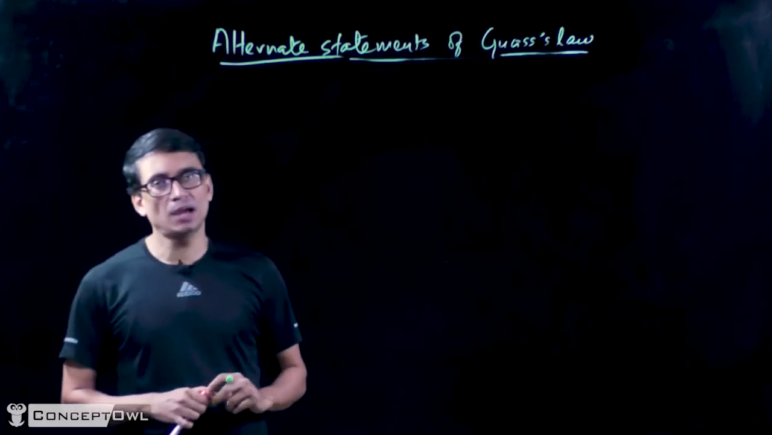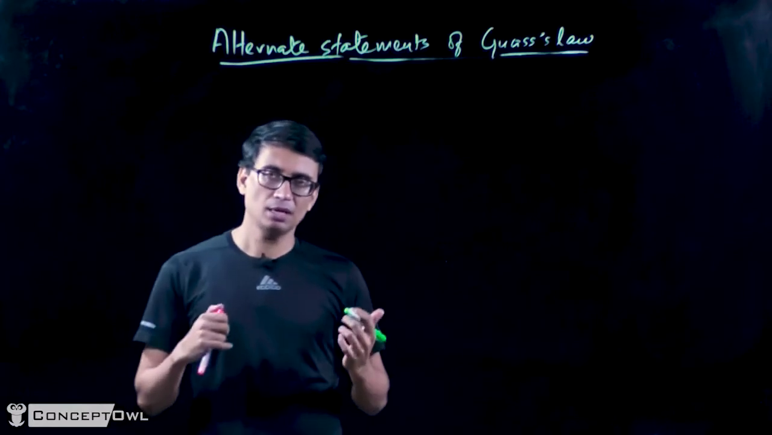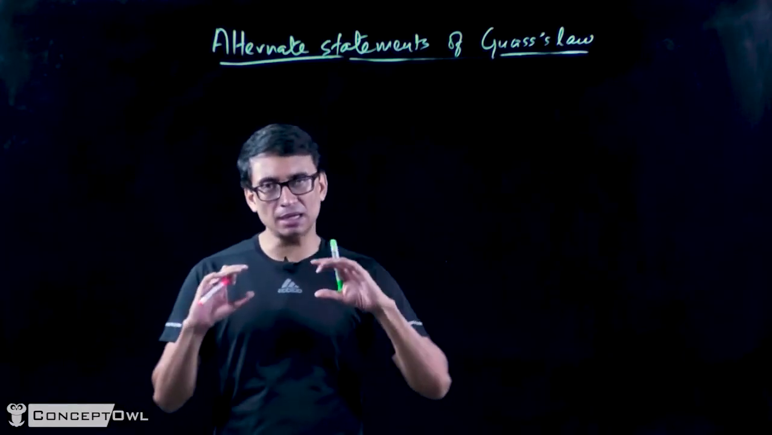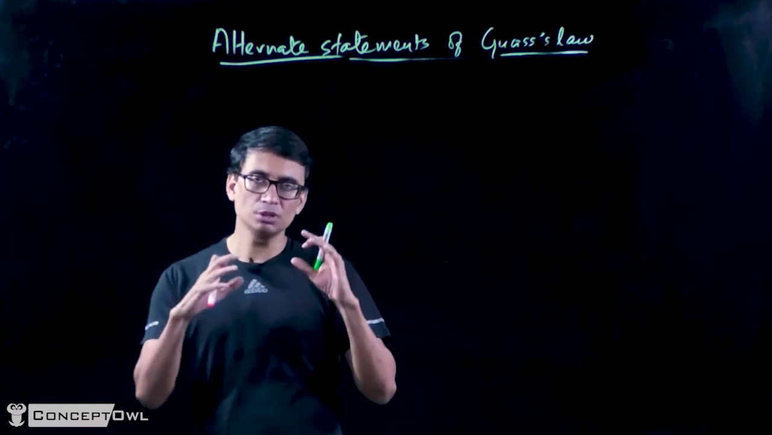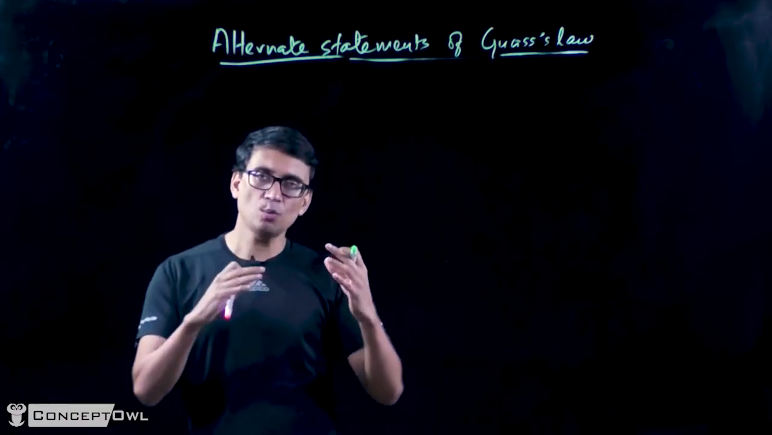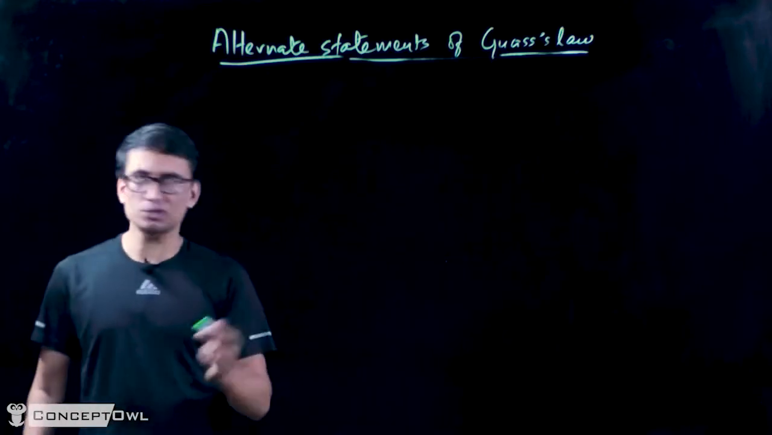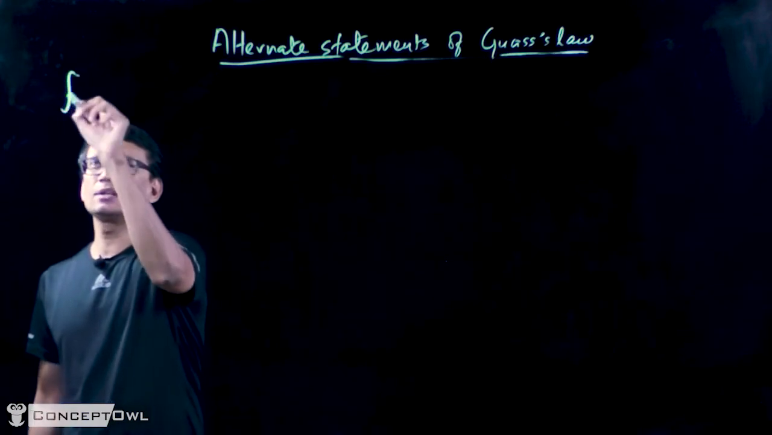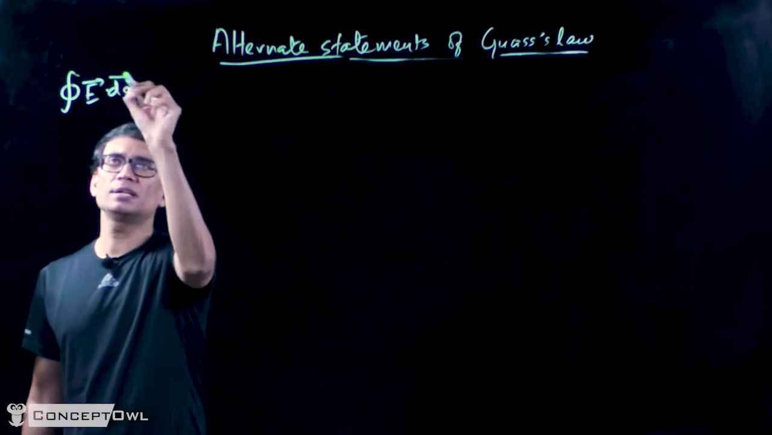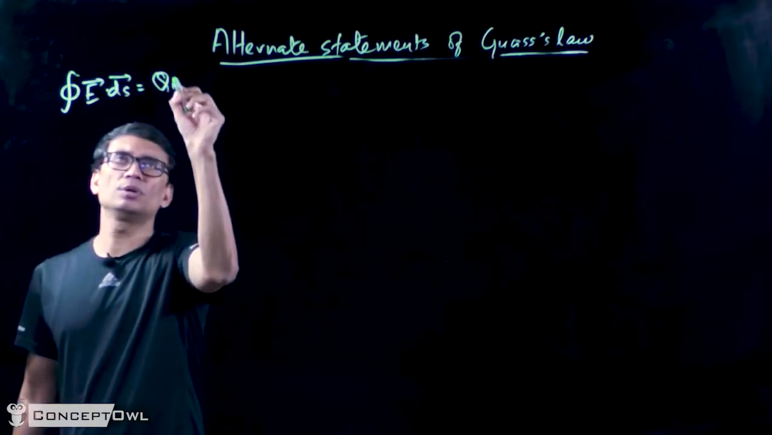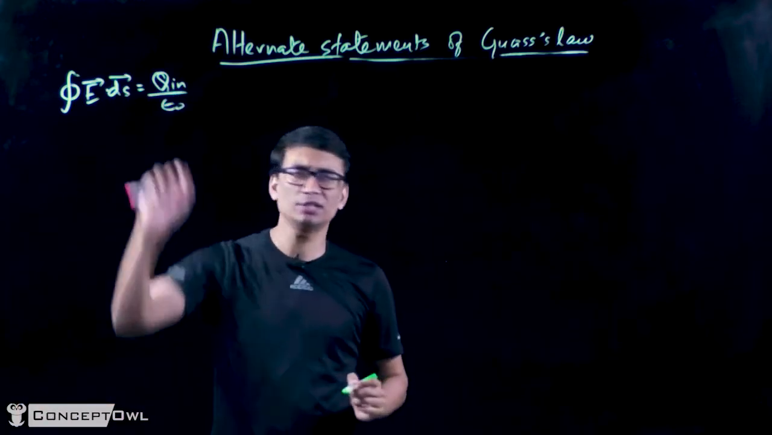Hi. Now, in previous videos, we have talked about Gauss's law. In this video, we're going to talk about more than one different way to state Gauss's law when there is a dielectric in the picture. Let's start with the normal statement of Gauss's law, which is that the integral over a closed surface of E dot ds is equal to Q inside upon epsilon naught, where Q inside is the charge inside the Gaussian surface.